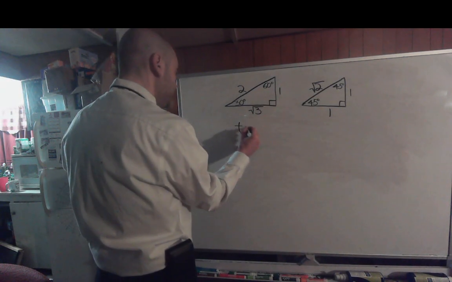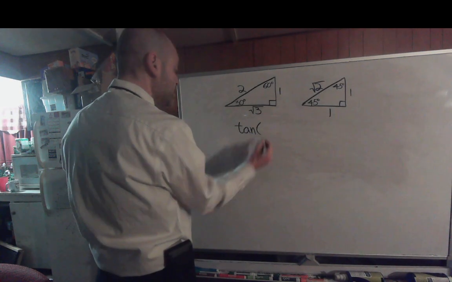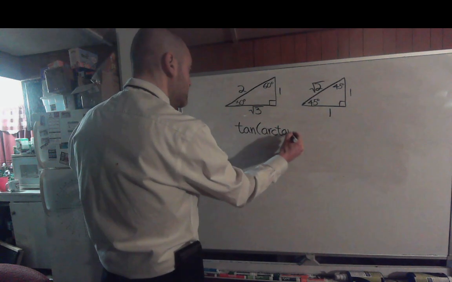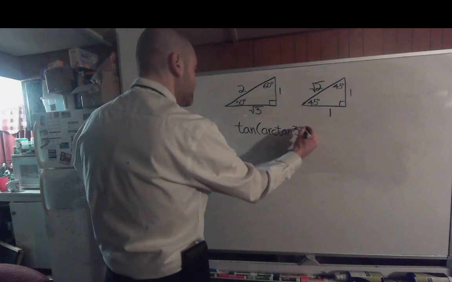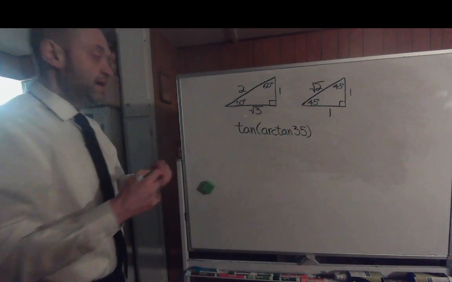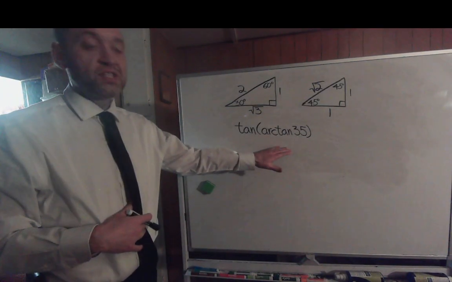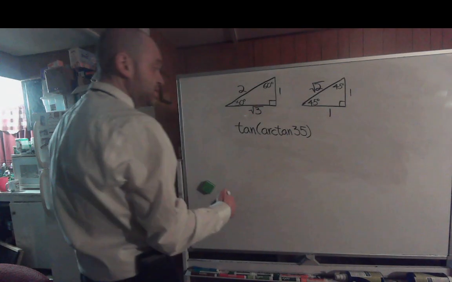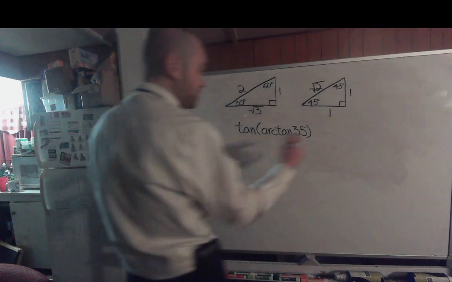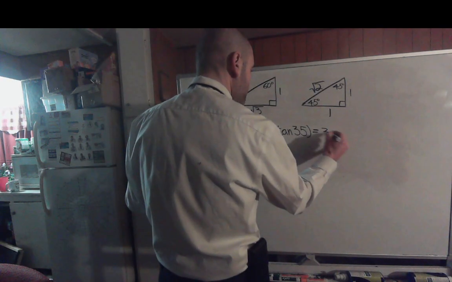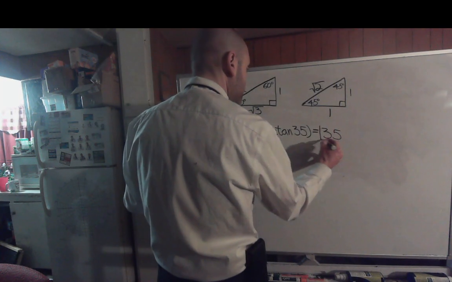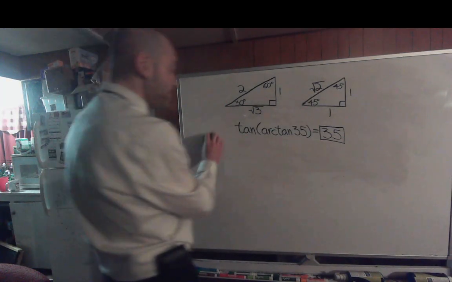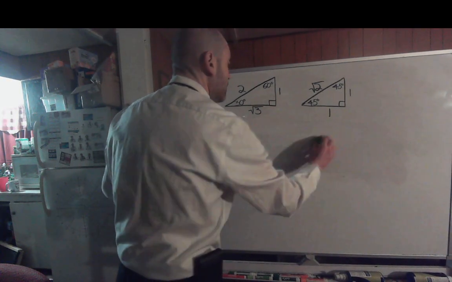Now, if I take the tangent of the arc tangent of 35, well, what's the domain of the arctangent function? It's all real numbers, right? So it's within the domain, so the tangent of the arctangent of 35 would just give me 35. So 35 should end up being my answer.